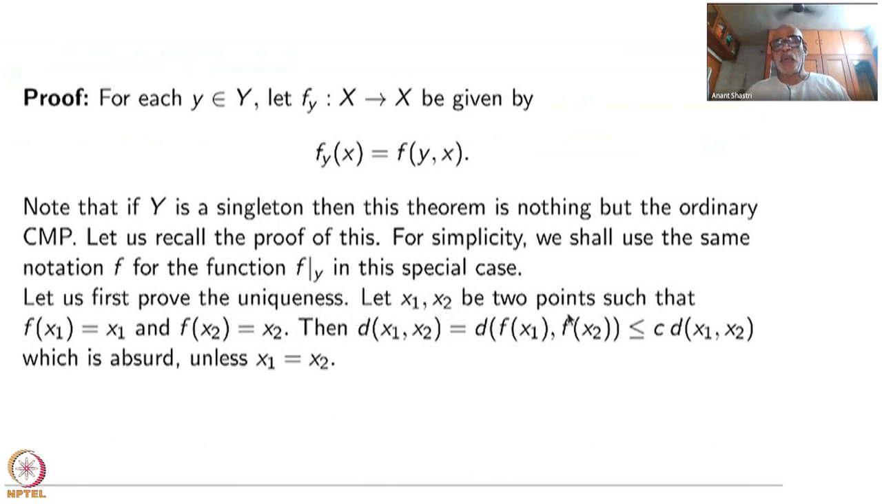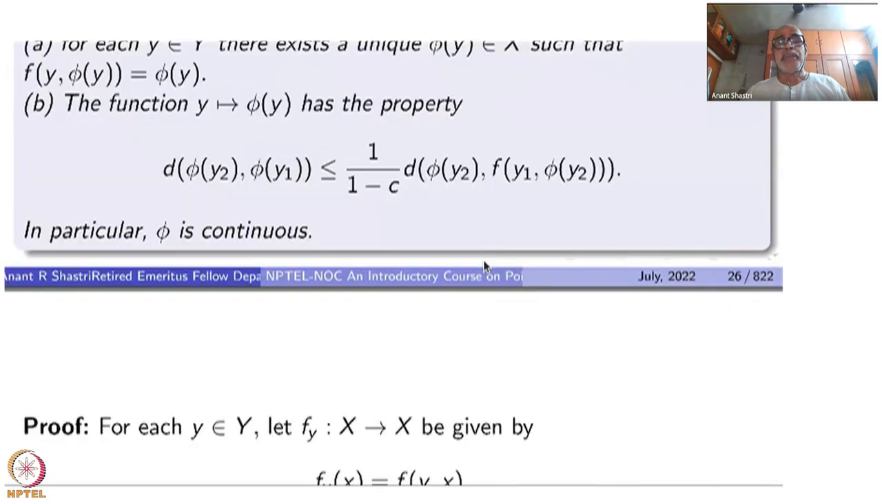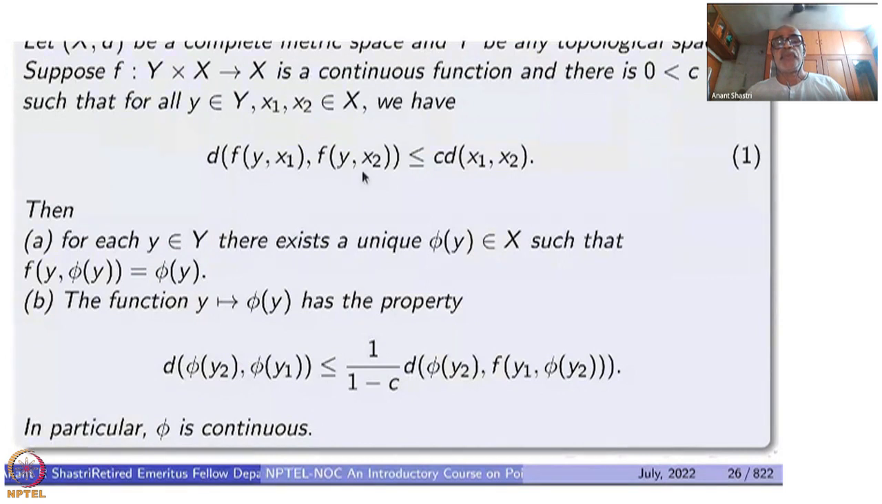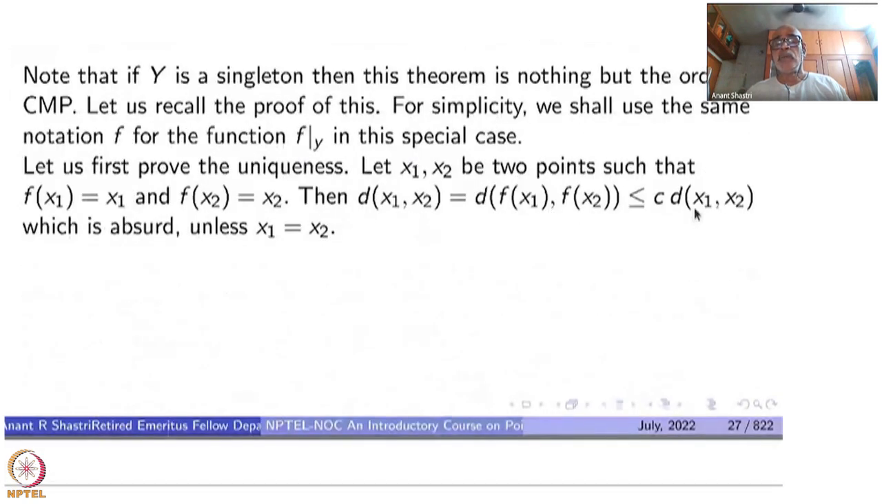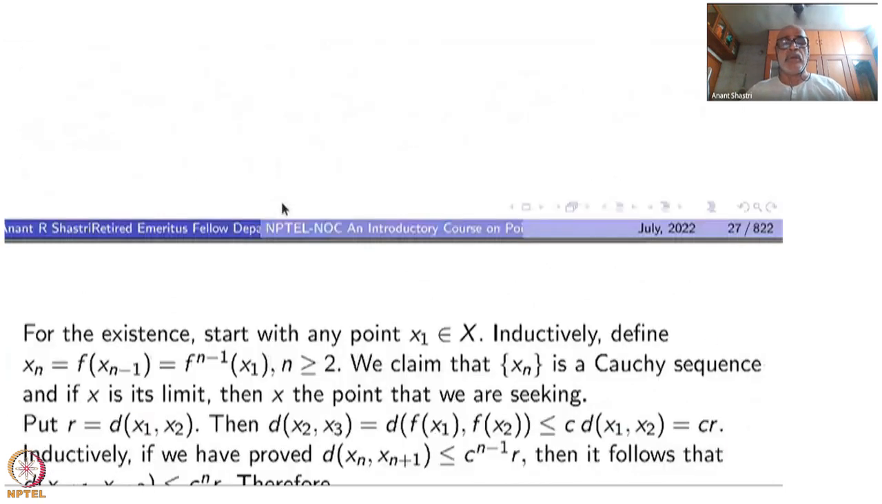Let x1 and x2 be two points such that f(x1) = x1 and f(x2) = x2. Then the distance between x1 and x2 will be the distance between f(x1) and f(x2), because x1 is f(x1) and x2 is f(x2). But this is less than c times the distance between x1 and x2. Now, y is suppressed here, that's all. This is condition 1, right? So condition 1 will tell you that the distance between x1 and x2 is less than or equal to a fraction of the same distance. And this is possible only if this real number is 0. That means x1 is x2. This is the way the uniqueness part was proved, and we have just recalled it.